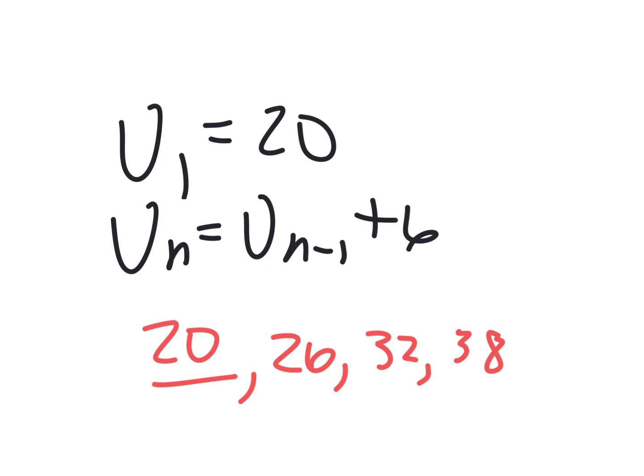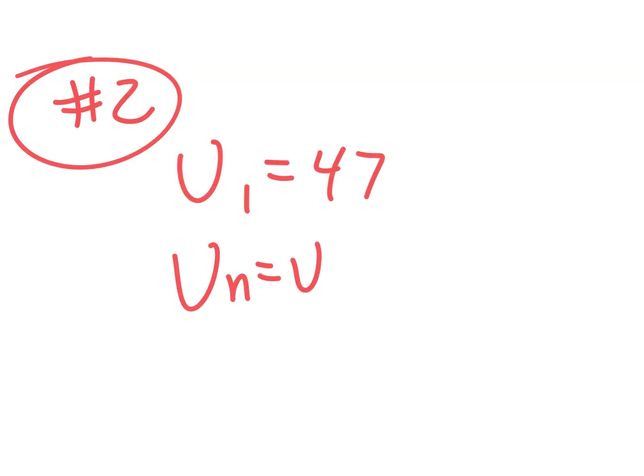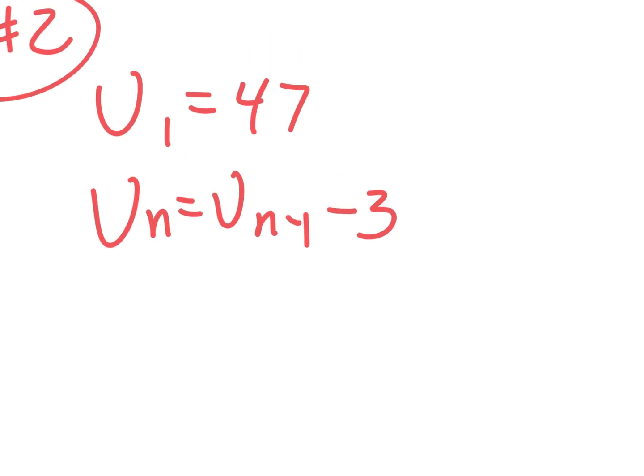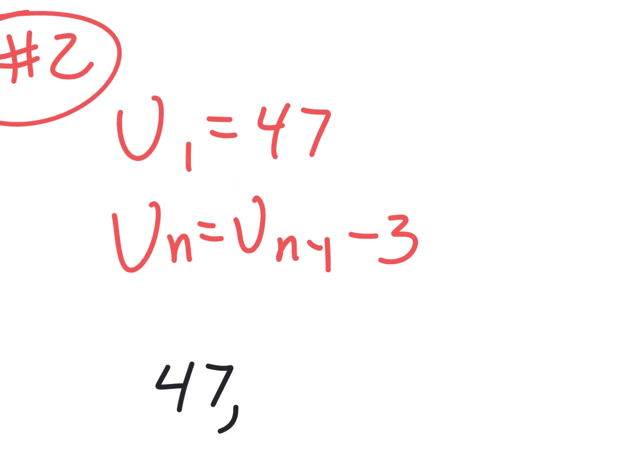Would you read me problem number 2, Mr. Osberg? U1 equals 47, UN equals UN minus 1 minus 3. Awesome. What does it want? The first 4 terms. All right, that's going to be super easy. 47 is the first term, and then you just keep subtracting 3. Easy peasy. Let's go on to problem 3.